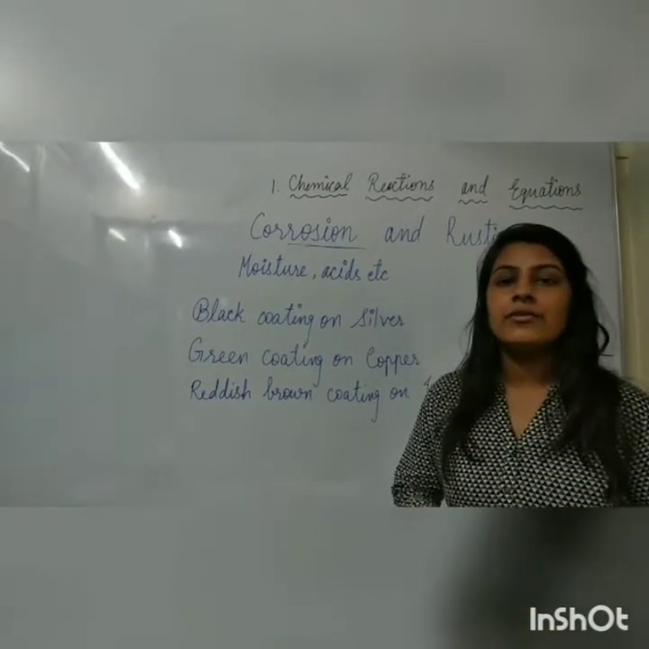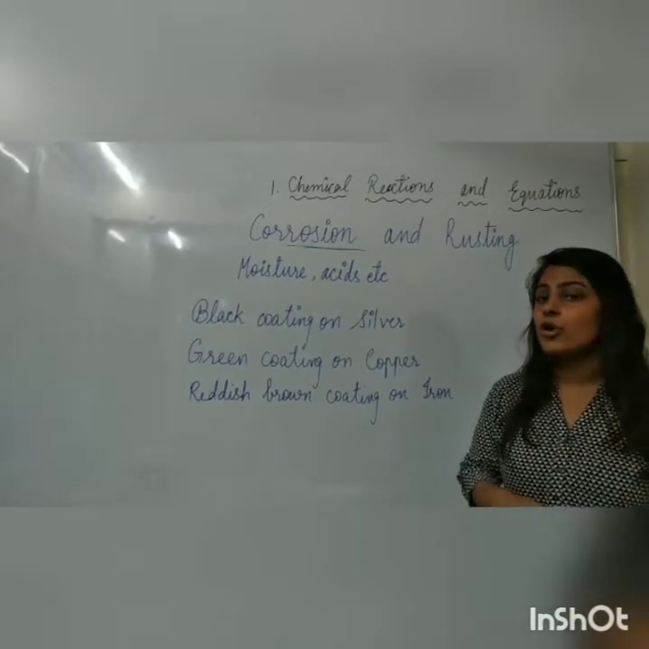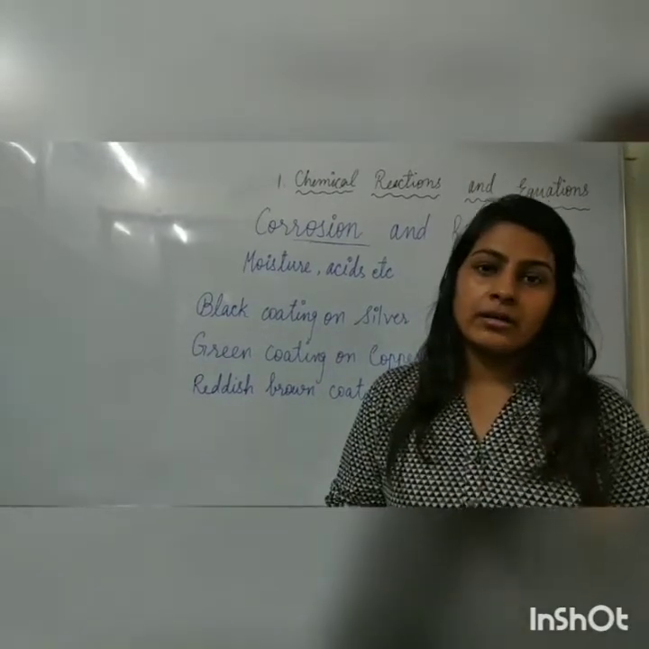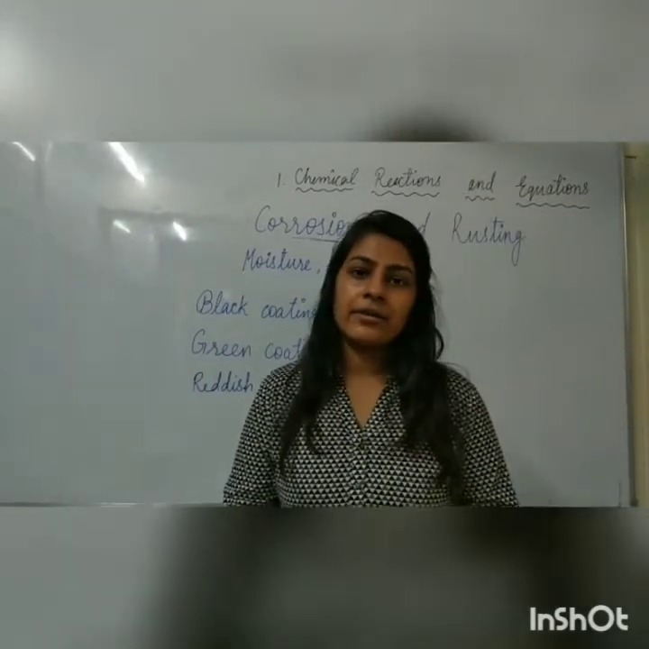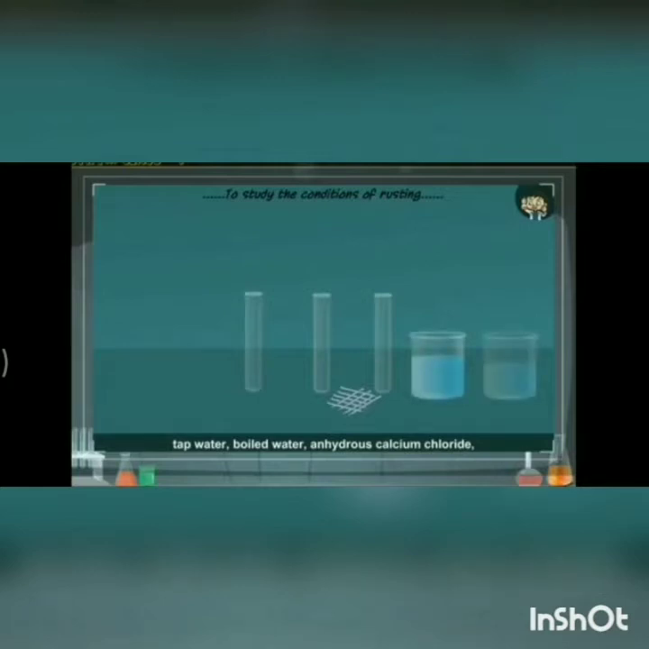Students, there is one activity given in your textbook that moisture is required for corrosion of iron or rusting of iron. So let's see this activity. For this experiment, we require 3 test tubes, clean and polished iron nails, tap water, boiled water, anhydrous calcium chloride, rubber stopper, oil and cotton wool.